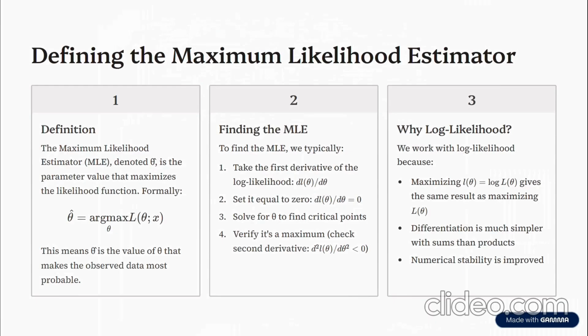So first, here is the definition of the maximum likelihood estimator. It is denoted by theta hat. It is the arg max of the likelihood function. It is the maximum of the likelihood function.